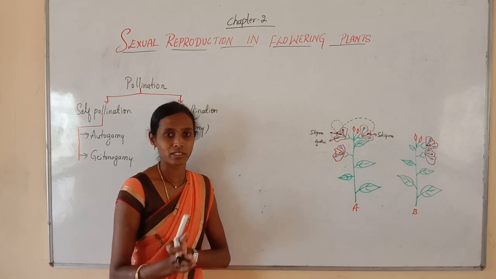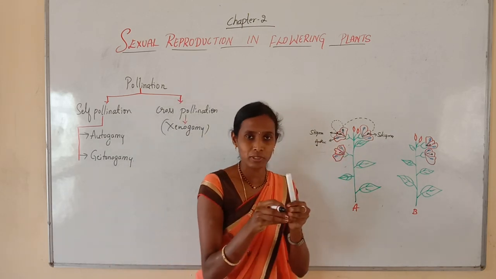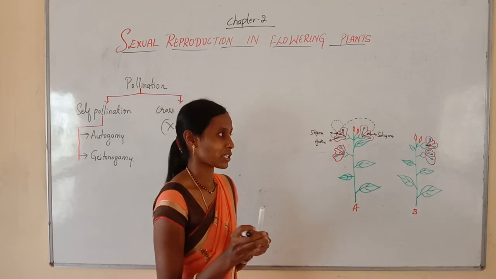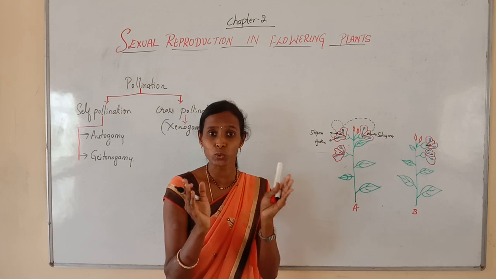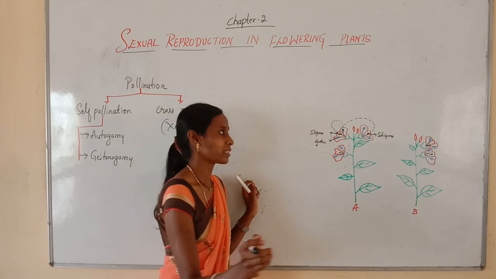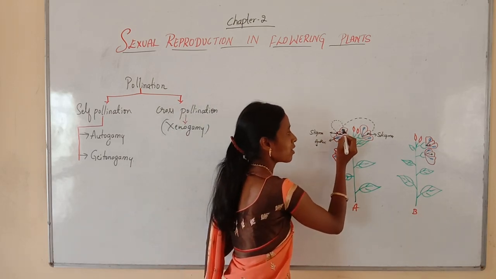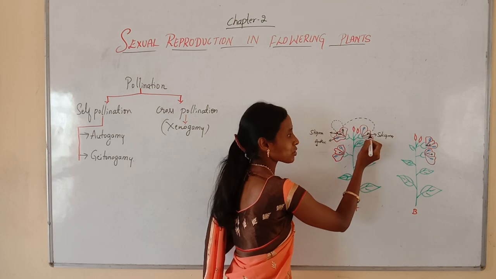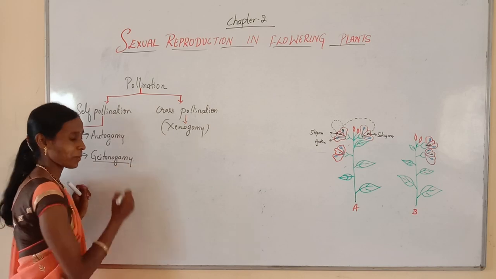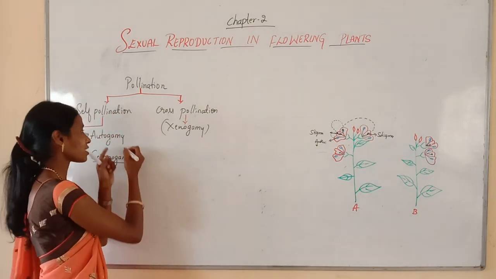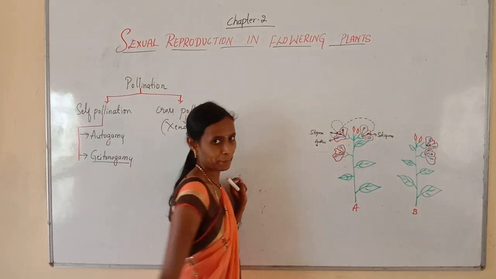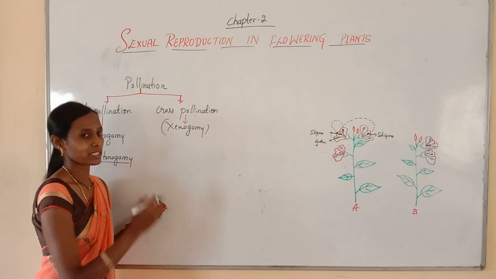The differences are very clear. If the transfer of pollen grains takes place within the same flower, it is called self-pollination. If pollination takes place between two different flowers of the same plant, it is called gynogamy. I repeat the definition: the transfer of pollen grains from the anther of one flower to the stigma of another flower of the same plant is called gynogamy. Hence, gynogamy is genetically similar to autogamy because the pollen grains come from the same plant. So these are the aspects we covered in the previous class.